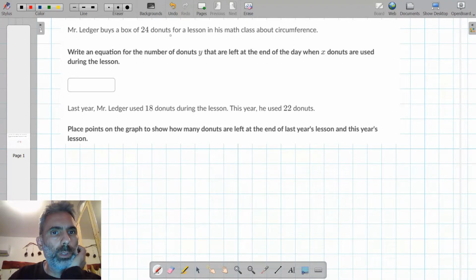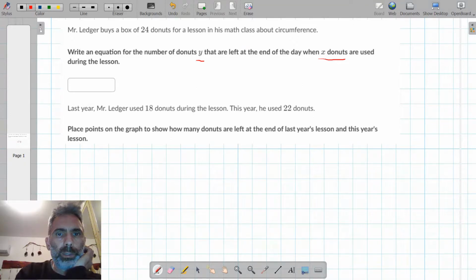Mr. Ledger buys a box of 24 donuts for a lesson in his math class about circumference. Write an equation for the number of donuts y that are left at the end of the day when x donuts are used during the lesson. Okay.